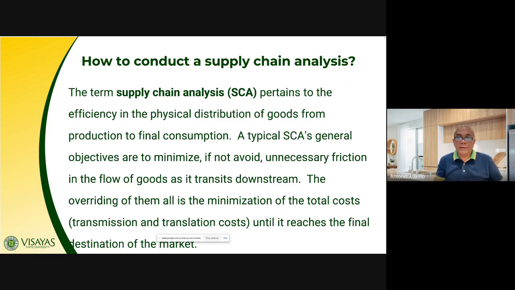Now, how to conduct a supply chain analysis? Nakibaw na ka, saan pag-conduct o supply chain analysis? Supply chain analysis pertains to efficiency in the physical distribution of goods. A typical supply chain analysis generates objectives that are to minimize, if not avoid, unnecessary frictions in the flow of goods. So na mga unnecessary costs na makahitabo, the intention of the supply chain is to avoid them. Dili na pwede ng daghang kaayog mga fixer, something like that, no?